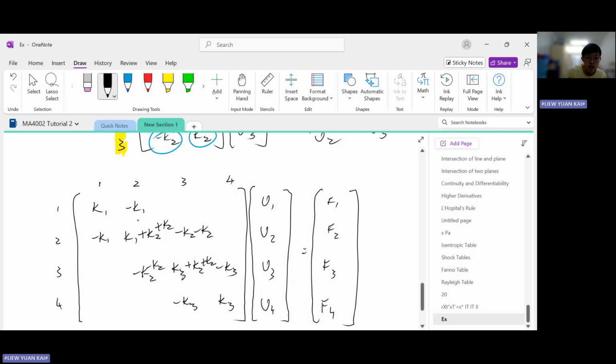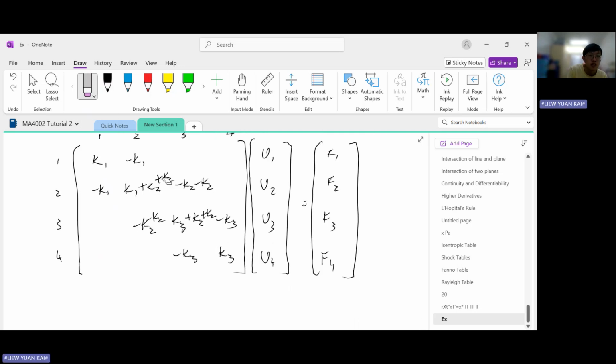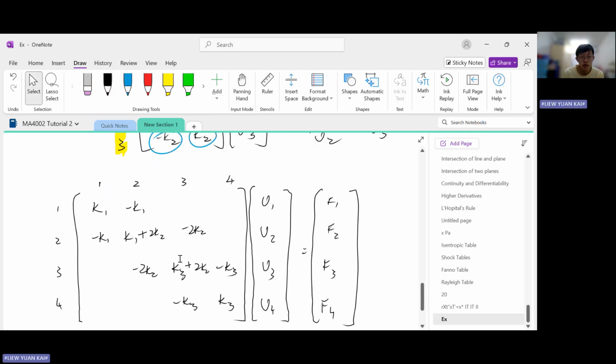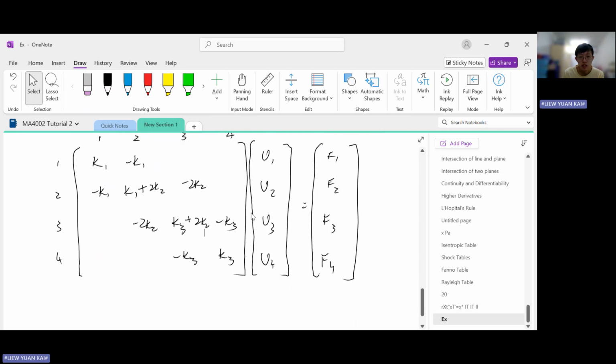Okay, so I'm going to simplify this. Okay, so k2 plus k2 is actually 2k2. Minus k2 is actually just minus 2k2. Same for here. Minus k2 is minus 2k2. And finally here we have k2 plus k2 is 2k2. Okay, so in symbolic form, this is our global equilibrium equation.